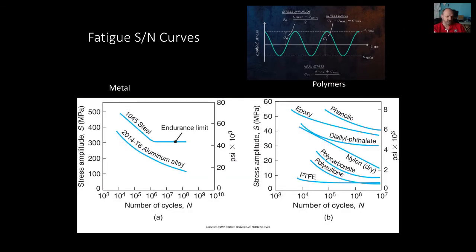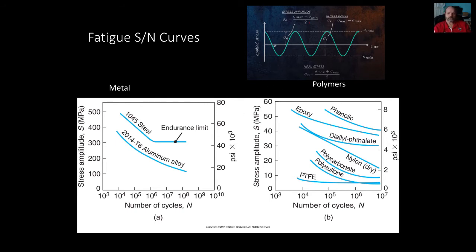Okay, so here are some sample fatigue SN curves taken out of the book. On the left side are metals. There are two metals here: the 1045 steel and the 2014 T6 aluminum alloy. Again, we're doing stress amplitude now. What's the max we're going to pull on it? Then we'll release it, pull on it, release it, pull on it, and at some point it's going to break. If we're up here in the 460 range, we're only going to be able to do this 10,000 times to 100,000 times, somewhere in between there.